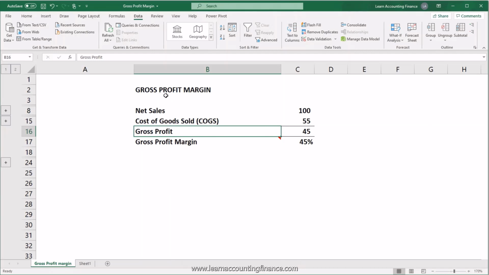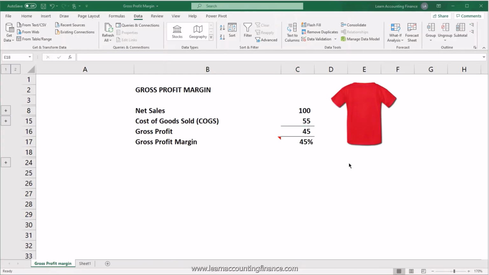what gross profit is. So in simple terms, gross profit is your net sales minus your cost of goods sold. Let's imagine for a moment that you sell a t-shirt. There you go. Good color choice, by the way. So you sell a t-shirt for $100 and it costs you $55 to purchase and ship this t-shirt to your customer. So 100 minus 55 is 45. This is your gross profit.